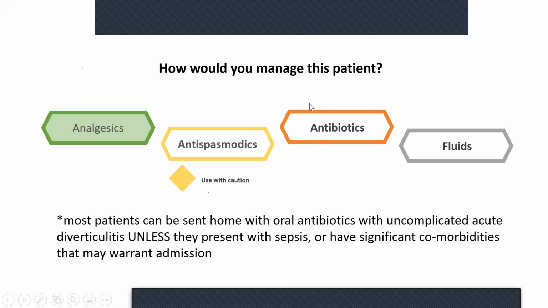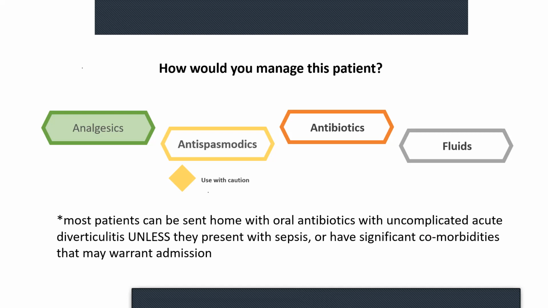So how would you initially manage this patient? Again, it's thinking about holistically managing the patient, not just focusing on their diverticulitis. It's important that you give them the appropriate analgesics and antispasmodics, but you should also use these with caution because you can't use them in patients who might have a stricture presenting with bowel obstruction, and certain antispasmodics are also contraindicated in patients who have heart disease.